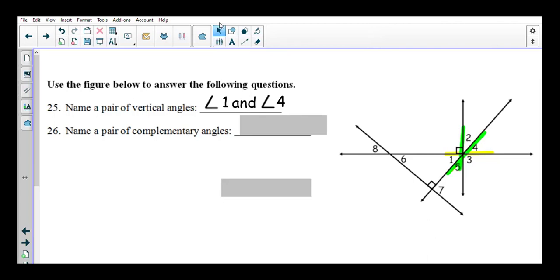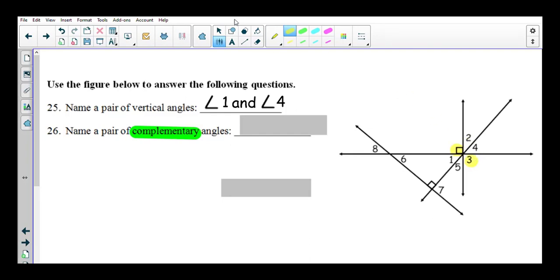Name a pair of complementary angles. We need to remember that complementary means that the angles add to 90 degrees. So we're looking for 2 angles that add to 90 degrees. I would say the easiest way to go about this is looking back at this picture over here. I know that we have a right angle right here, which means that angle 3 is also a right angle, but that doesn't give me 2 angles that add up to 90 degrees.